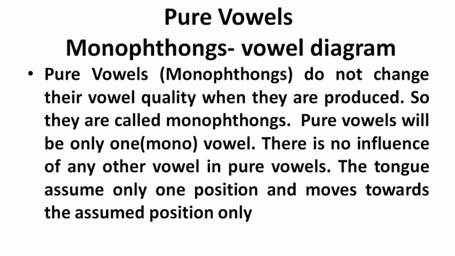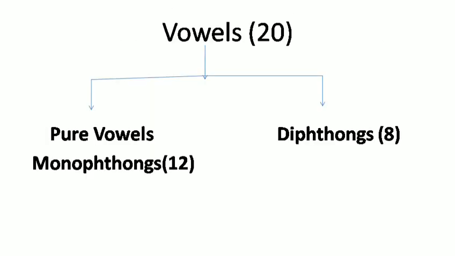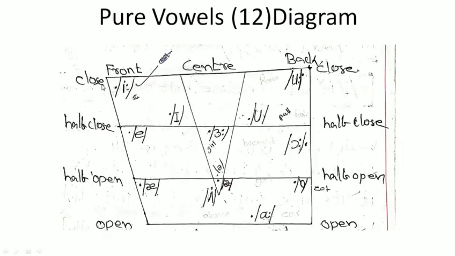That means when we produce diphthongs, the vowel quality will change, and the tongue will assume one position and then go to another position. That is what we will discuss in diphthongs. But in the case of pure vowels, there is no change in the vowel quality, and the tongue assumes only one position. Pure vowels are 12 in English.